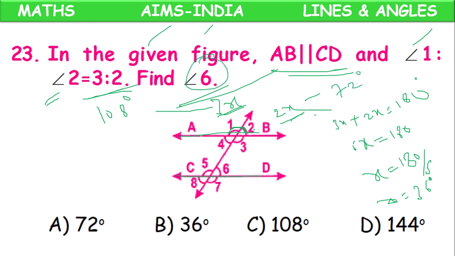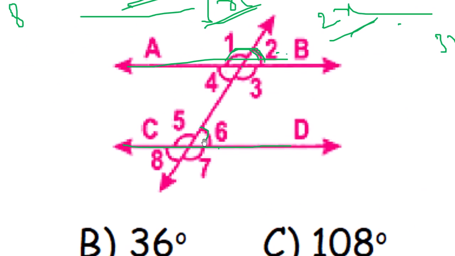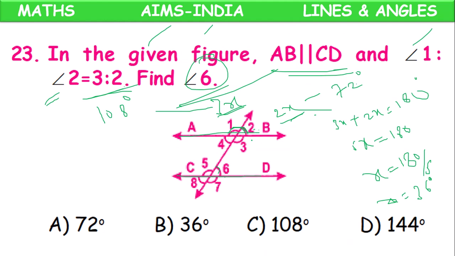But they have asked us to find angle 6, which is the corresponding angle of angle 2. Because AB and CD are parallel and this is the transversal, 2 and 6 are equal, corresponding angles. If 2 is 72, 6 is also 72. So option A is correct.